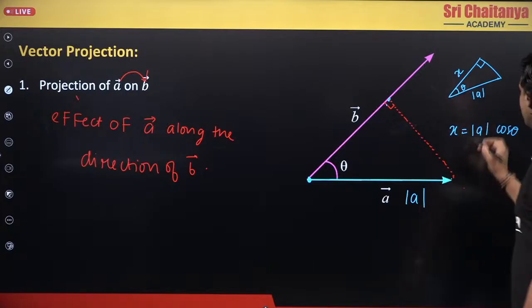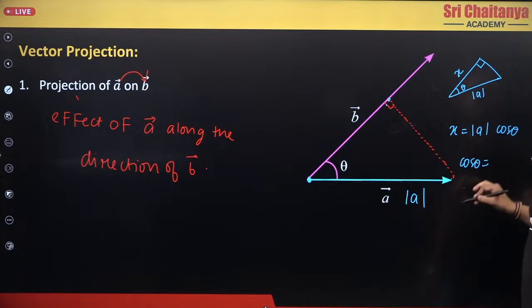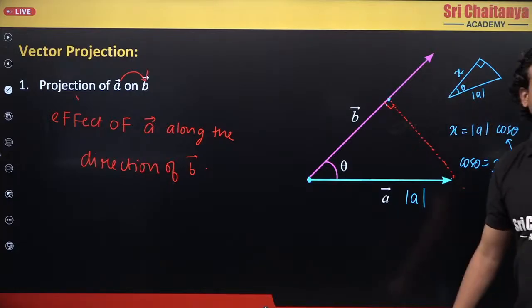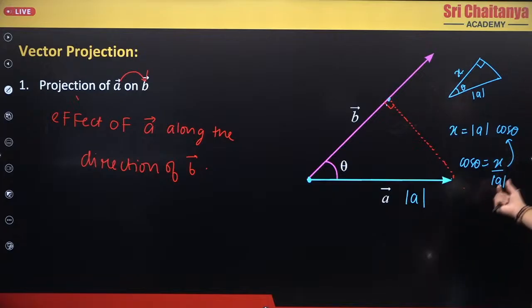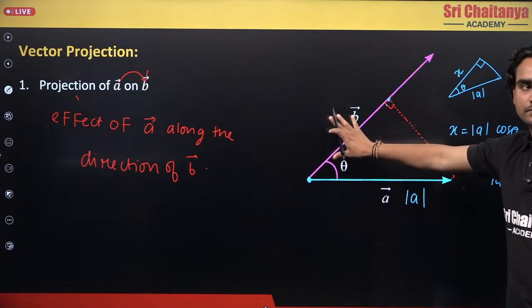What is cos theta? Cos theta is equal to base upon hypotenuse. For this triangle, x is the base and the longest side, the hypotenuse, is mod A. So from this I can write x equals mod A cos theta. Basically we are trying to find the projection of vector A on vector B.